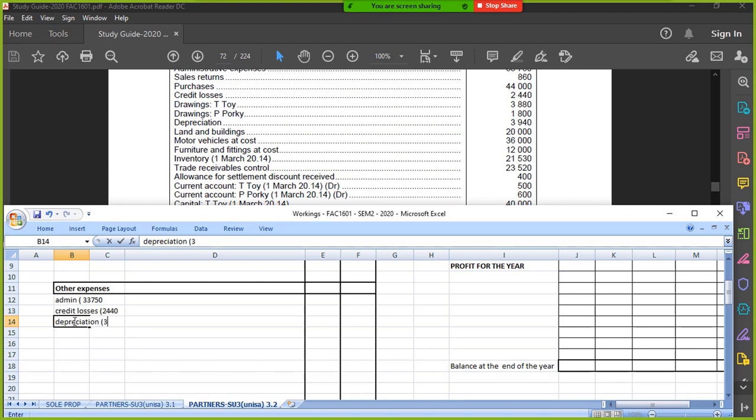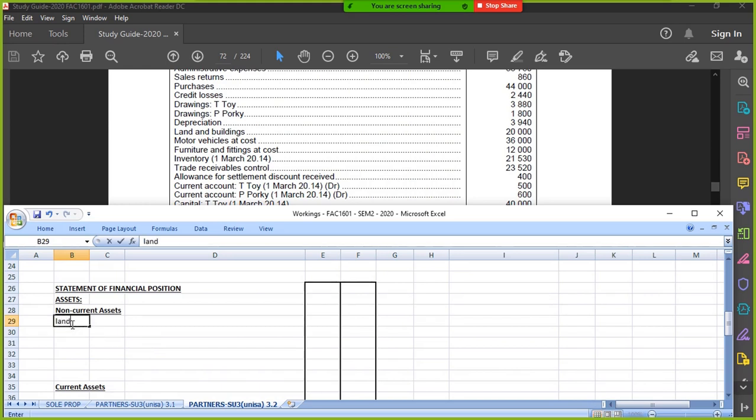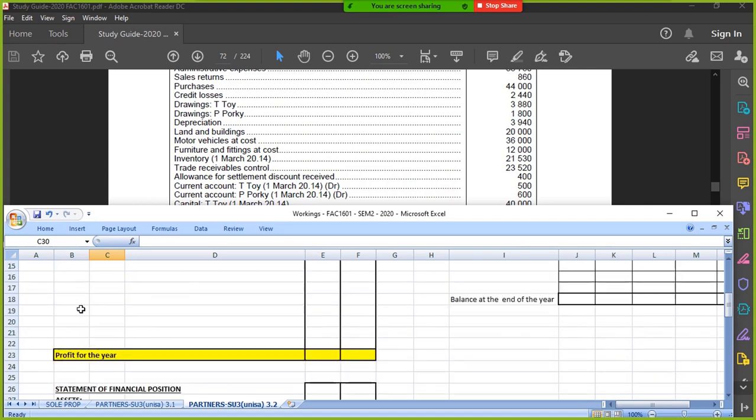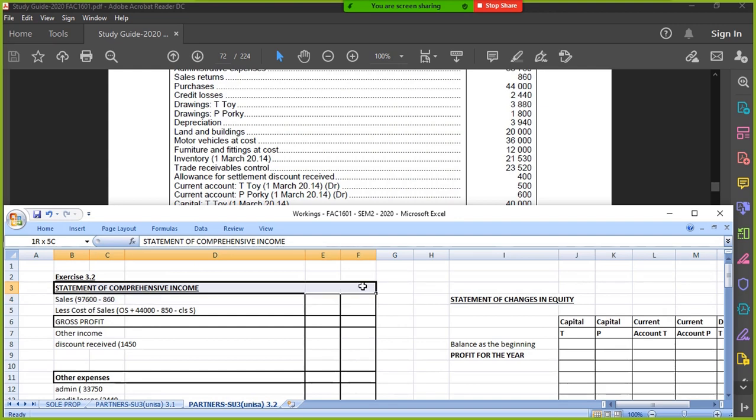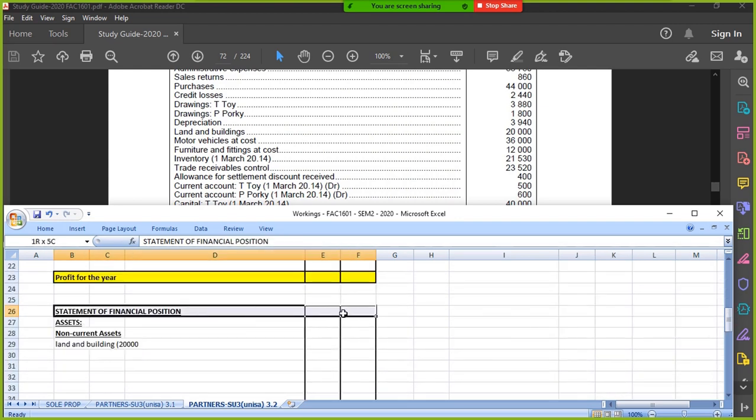We've got depreciation is an expense. Yes. Depreciation 3,940. Land and buildings is an asset. Okay, the land and buildings 20,000. Okay, see, this is how I would do it from start to finish as practice. Obviously you're going through theory to cover what you need in terms of the SOCI. The SOCI is the part that you're probably going to struggle with. This you can probably do. Statement of comprehensive income, statement of financial position, because that's 1502.